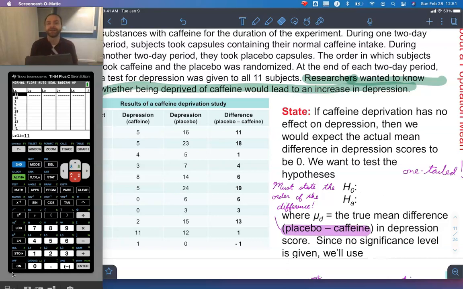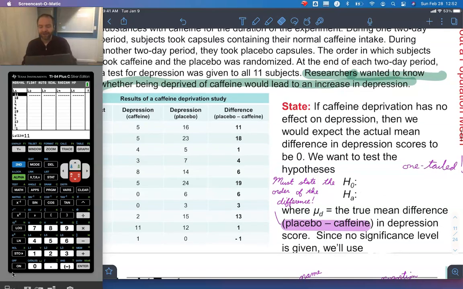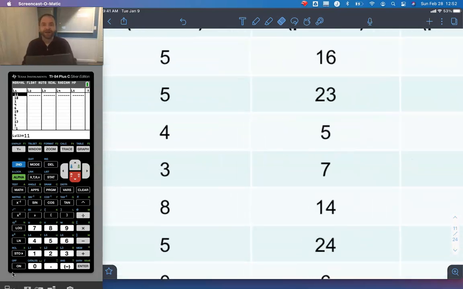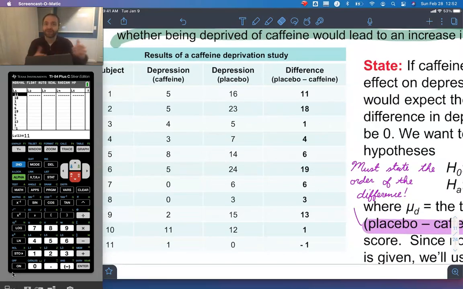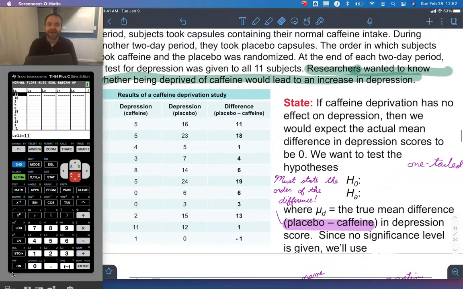If caffeine deprivation has no effect on depression, then we would expect that the person taking the caffeine pill and the person taking the placebo pill would have no mean difference in depression scores. If we suspected there was no difference, then the numbers should be close to each other. Look at this person, caffeine and placebo, 4 and 5. That shows me there's not much of a difference between those. But look at 5 and 23. Whoa, that person really likes their caffeine and needs it. They look addicted there.